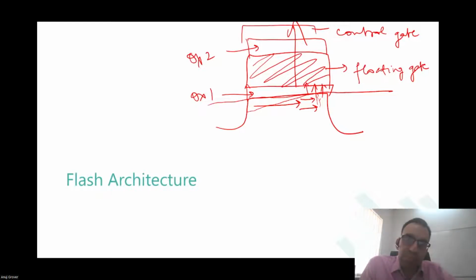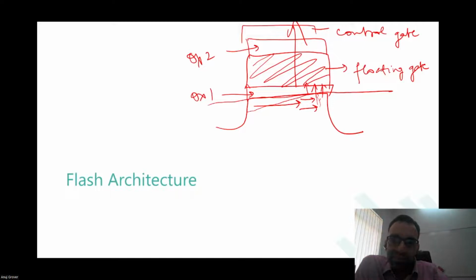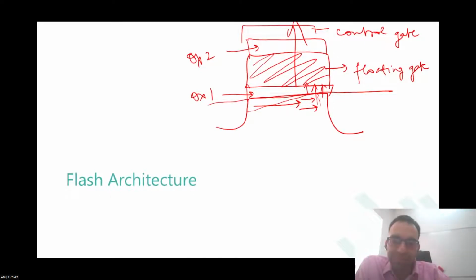So how do we then reduce VT? How do we remove electrons from the floating gate? So by applying, this point we discussed in the last class, by applying a lower voltage at the gate and the source, the charges will be discharged from the floating gate.